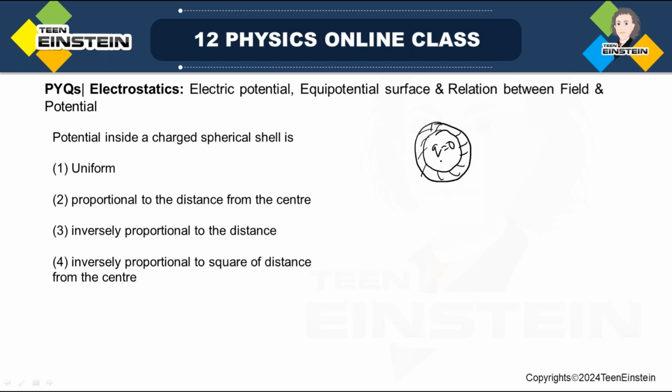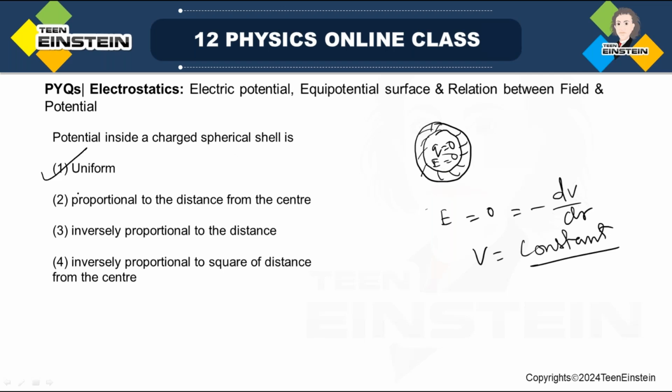Since there is no charge over here, the electric field is also going to be zero inside the shell. If the electric field is zero, then we have seen that E is equal to minus dV/dr. So dV/dr zero means V is constant. So inside the spherical shell also it will be equipotential, the same potential everywhere. That's why the potential inside a charged spherical shell is uniform. It is not going to change proportionally or inversely, it will be an equipotential surface.